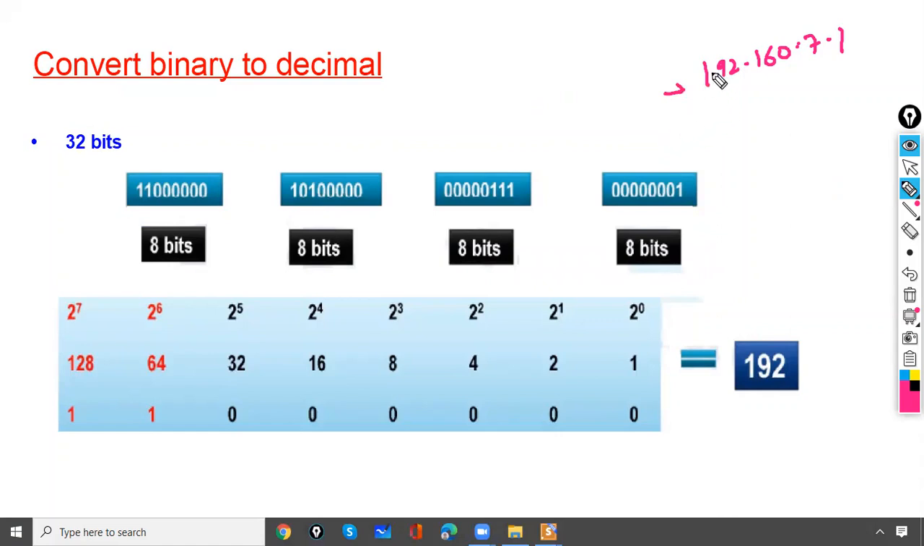When you configure this number, it is called a decimal number. Decimal numbers are from 0 to 9, and this IP address is in decimal format. When you configure any IP address on the computer, the computer will convert this decimal IP address into a binary number, because computers understand only binary numbers. They understand zeros and ones. They don't understand decimal numbers. After converting, this IP address looks like this: 11000000 10100000 00000111 00000001.